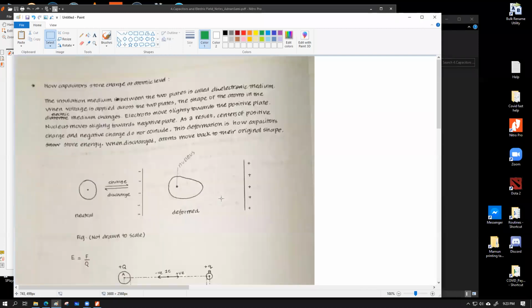So if we have an empty space, let's say this is a capacitor which has no medium in between. And if we are trying to charge this up, what happens? The electron distribution within this plate becomes the source of energy. For example, if this was uncharged, the center of positive charge for this entire bar and the center of negative charges for all of this bar would be at the same location.